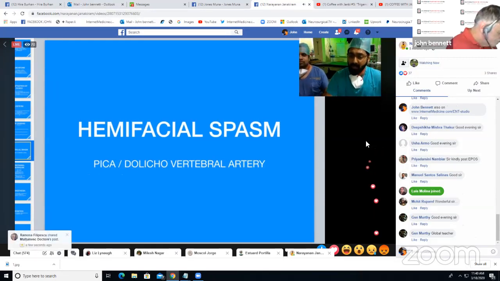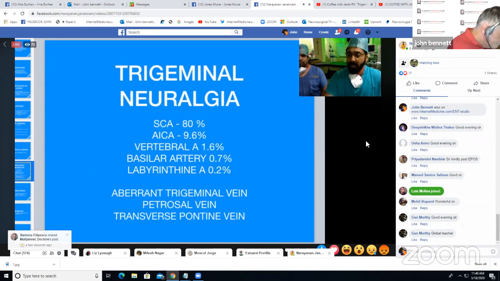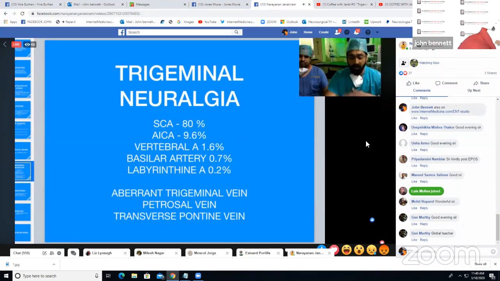So what's the culprit? The culprit is the PICA or the dolichovertebral artery. And in trigeminal neuralgia, you can see that the SCA, superior cerebral artery, is involved in 80% and the AICA in 9.6%. So in the first case, what you saw was a combination of both. The SCA and the AICA were compressing the trigeminal nerve. The vertebral artery in 1.6%, basilar artery in 0.7%, labyrinthine artery 0.2%. But there can be an aberrant trigeminal vein also. When a vein is compressing, it becomes more difficult. In our center, we have done a few cases of the vein compressing over the trigeminal nerve as well.